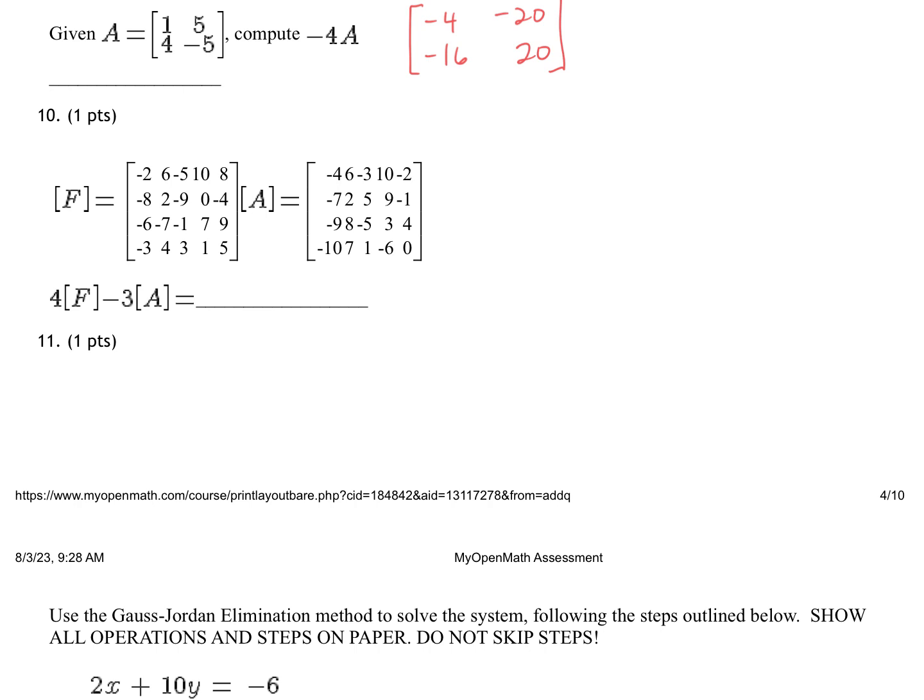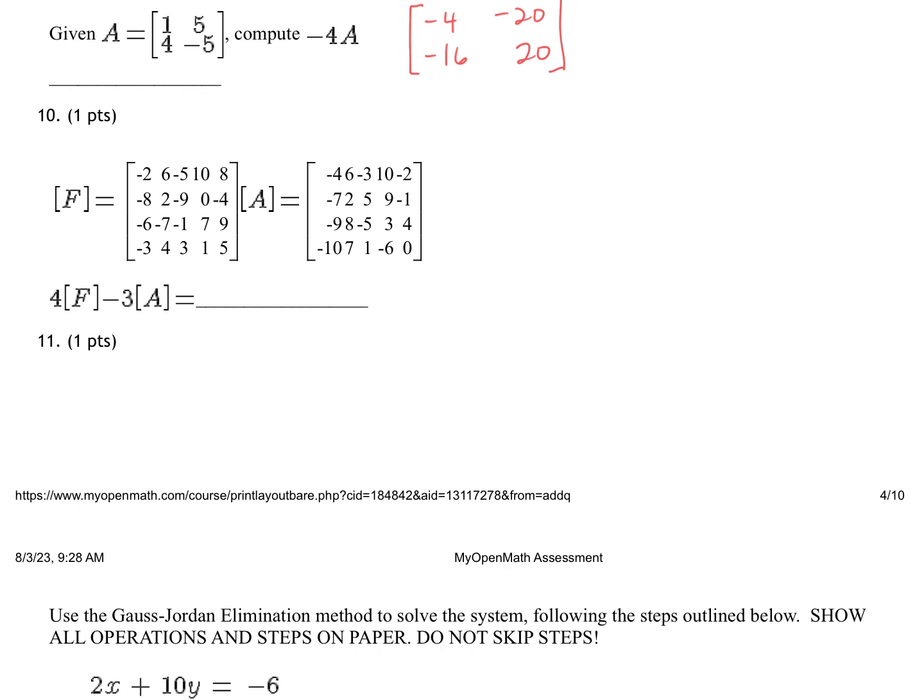So we would multiply all of matrix F, each entry, by 4. And then we would multiply each entry in matrix A by -3 and then add the corresponding entries. So let me just do the first row.